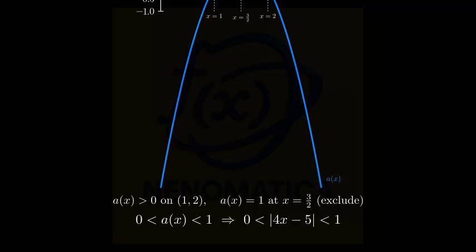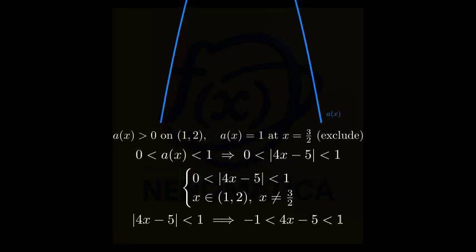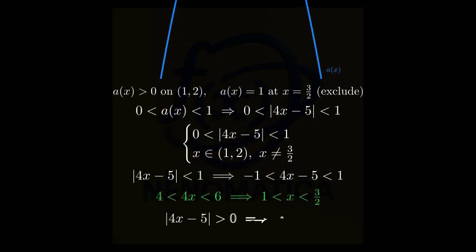That means 0 is less than the argument, and the argument is less than 1. So we solve 0 less than absolute value of 4x minus 5, less than 1, together with x in the interval 1 to 2, and x not equal to 3/2. Let us solve the absolute value inequality. Absolute value of 4x minus 5 less than 1 gives minus 1 less than 4x minus 5 less than 1. Add 5 across, then divide by 4: 1 less than x, and x less than 3/2. Also, absolute value of 4x minus 5 greater than 0 means x is not equal to 5/4.